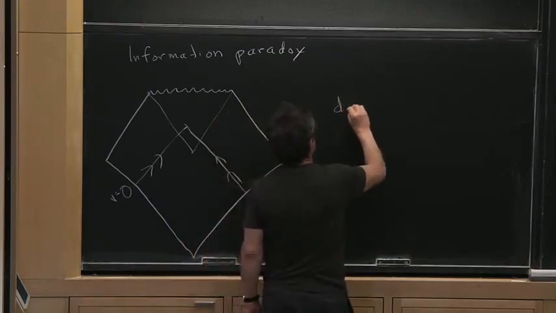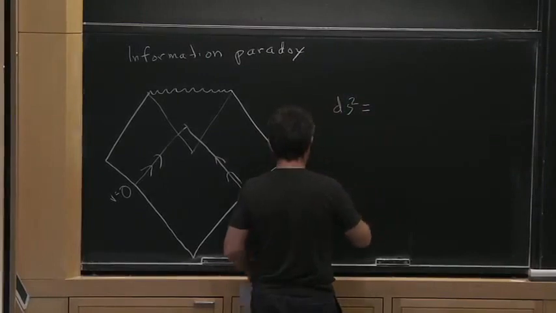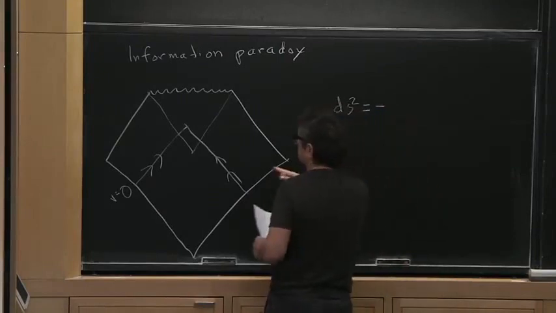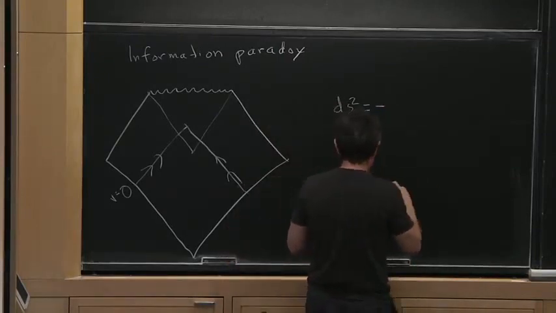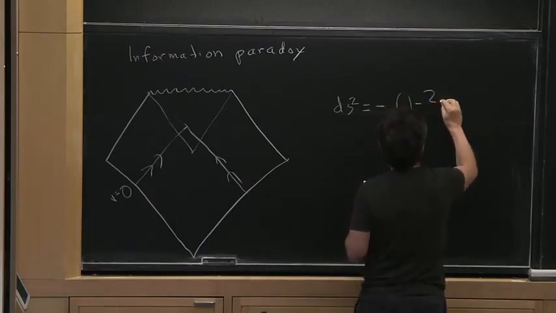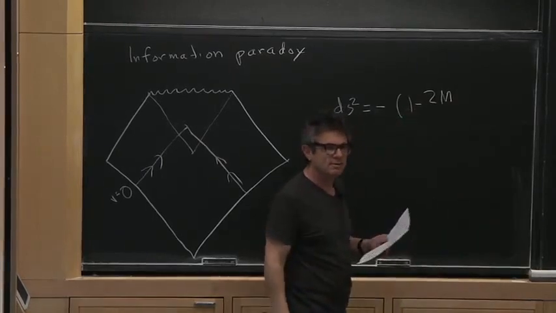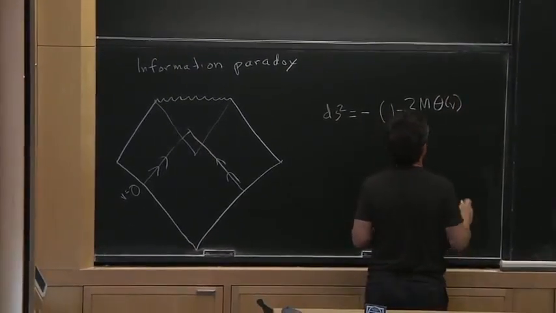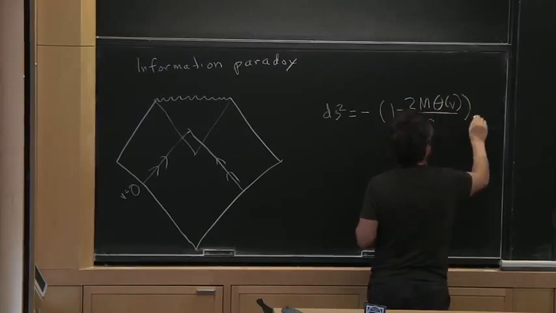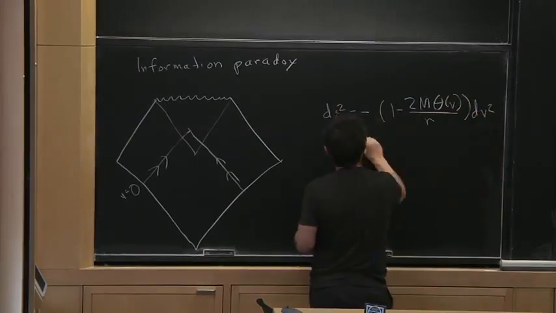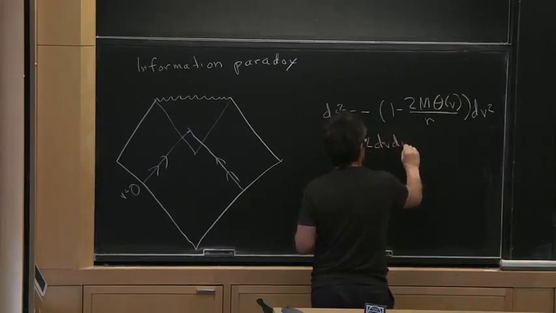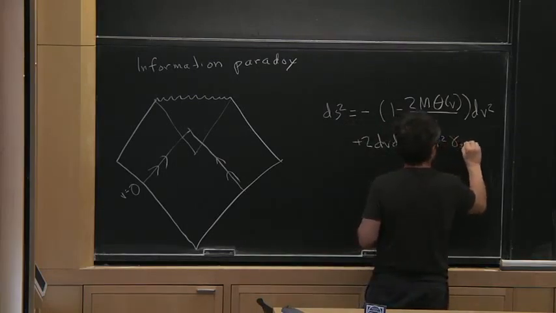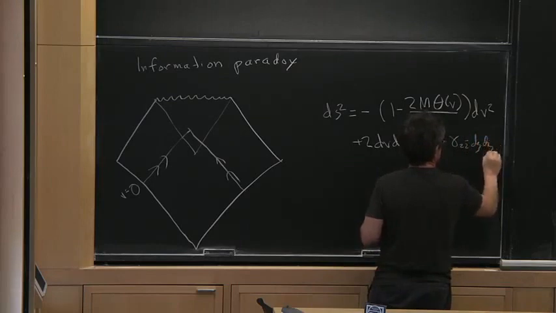We send in a shock wave at v equals 0 with a total energy m, and we find that this space-time geometry can be described by the Vaidya metric: 1 minus 2m, where m is the total mass of the shock wave, theta of v, where theta is 0 before v equals 0 and 1 afterwards, over r, dv squared plus 2 dv dr. I'm writing this now in advanced coordinates, plus 2r squared gamma z bar dz dz bar.